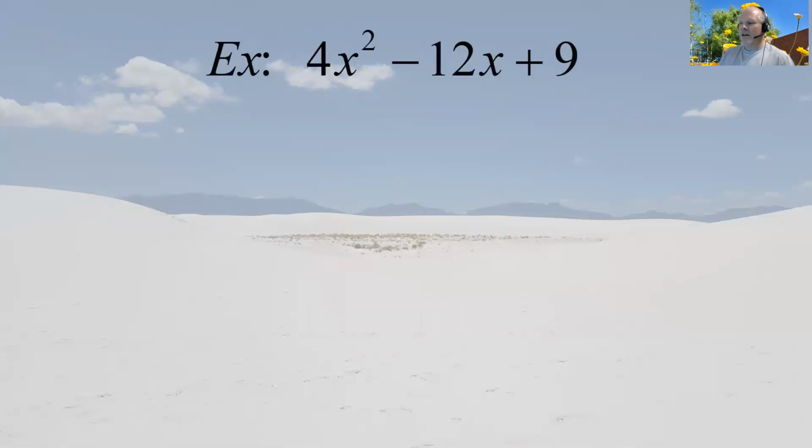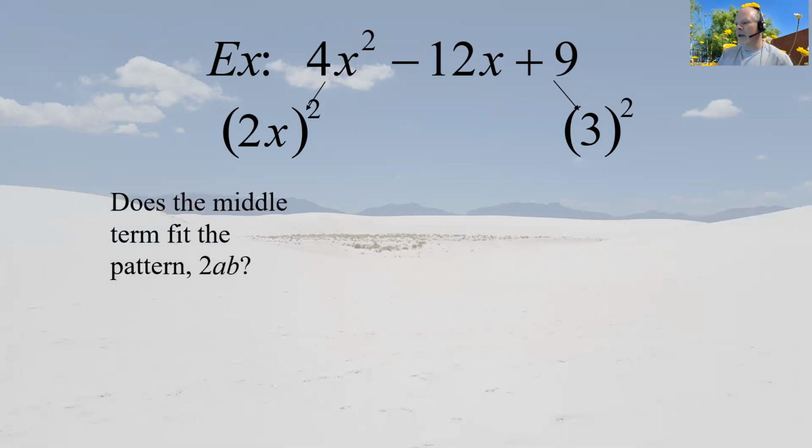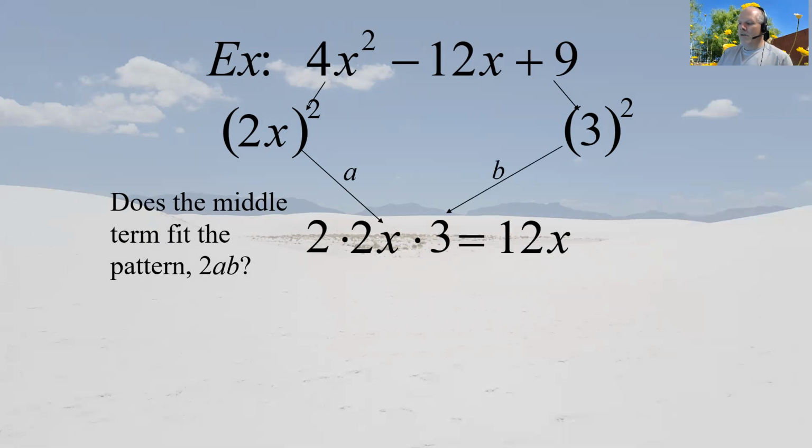Let's try one with the minus sign in it. And just a reminder, always check for a GCF first. In this case, there is no GCF, but you should always look for one anyway. 4x squared is a perfect square. It's 2x squared. 9, of course, is a perfect square because it is 3 squared. So let's take the square roots of both of those, and we get 2x times 3. Then double that. What do we end up with? 12x, because 2 times 2 times 3 is 12, times x is 12x, which is the middle term. So we do have a perfect square trinomial.